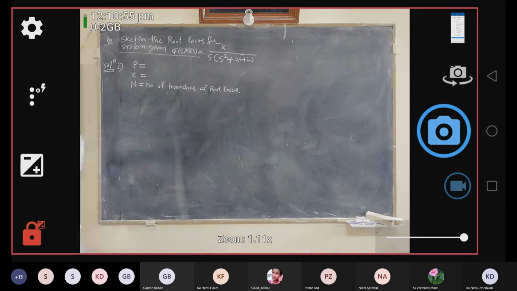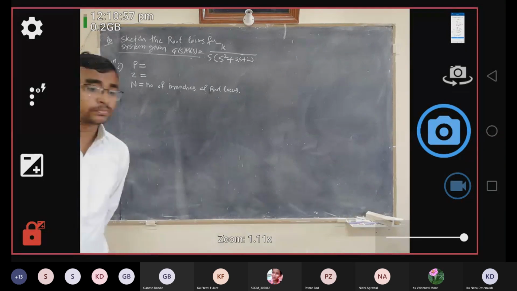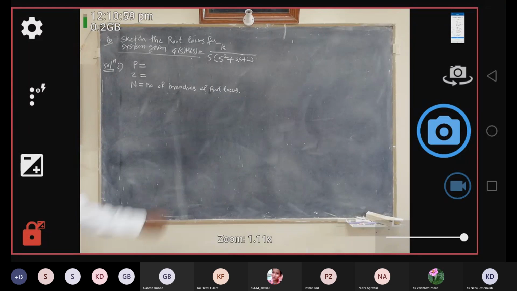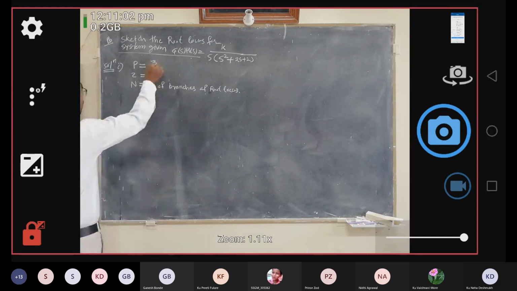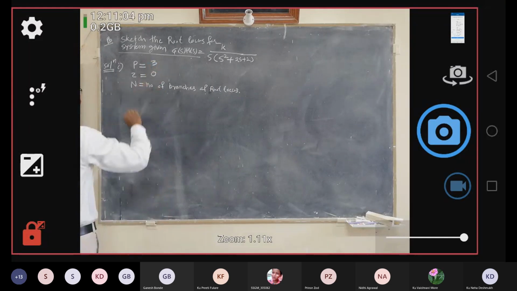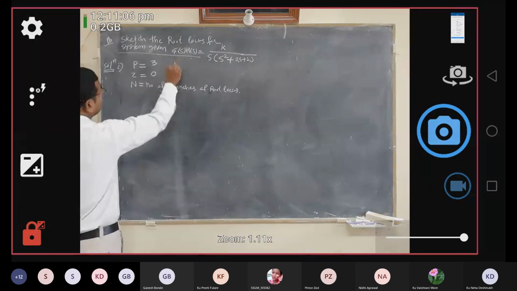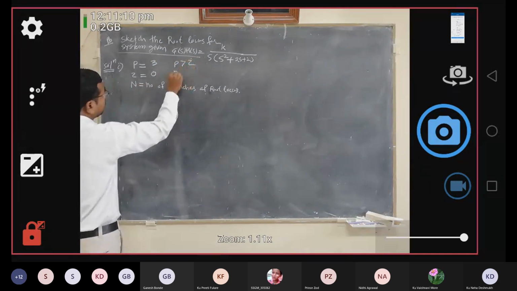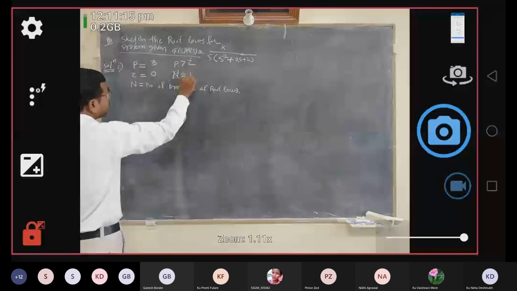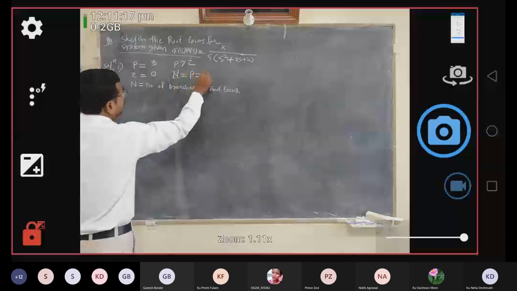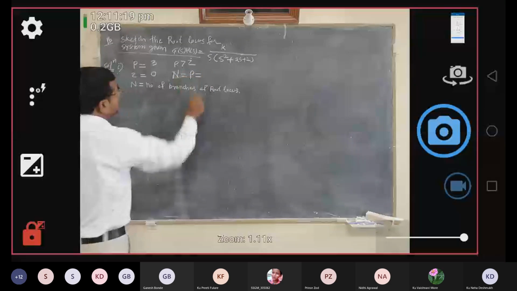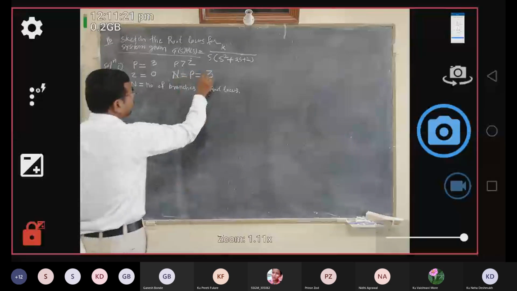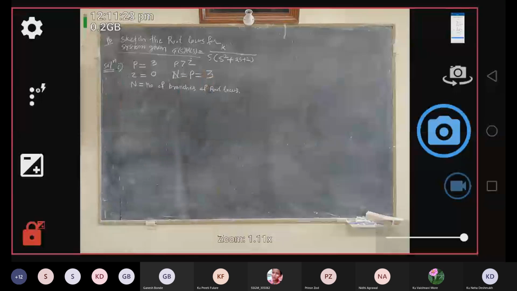Nobody? Okay. So here P is equal to 3, Z is equal to 0. So therefore, the first condition is satisfied, P is greater than Z. So therefore, the number of branches N must be equal to P, and must be equal to 3. So this will be our step number 1.